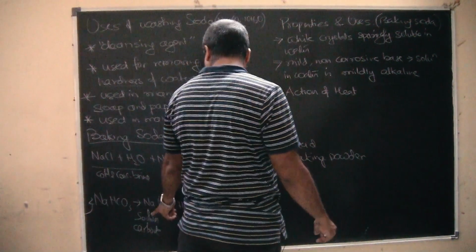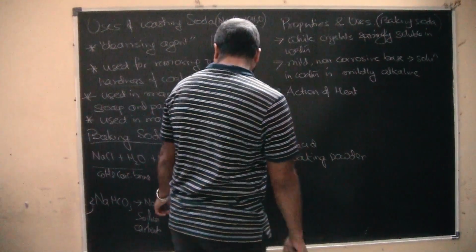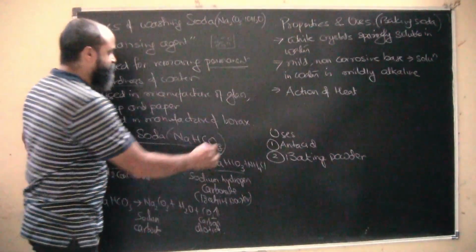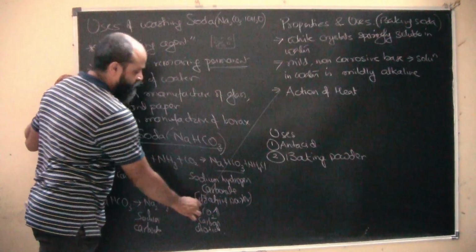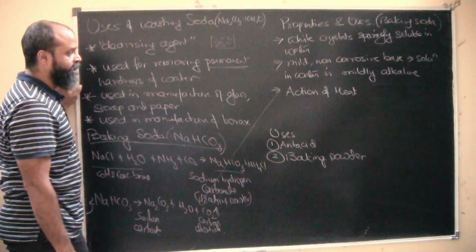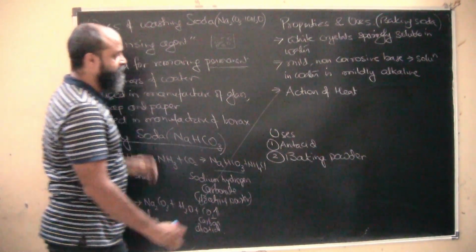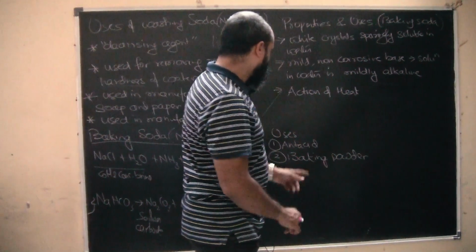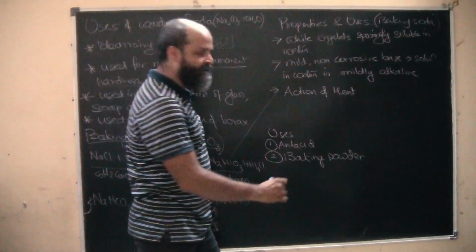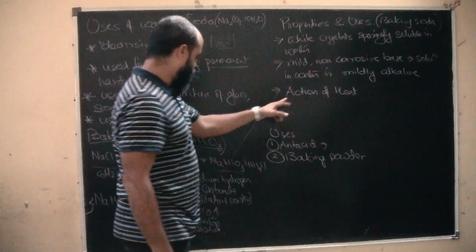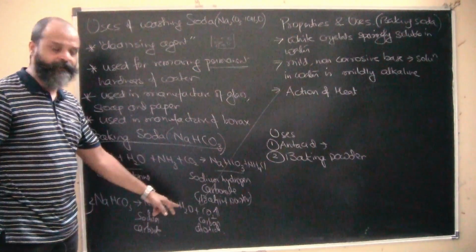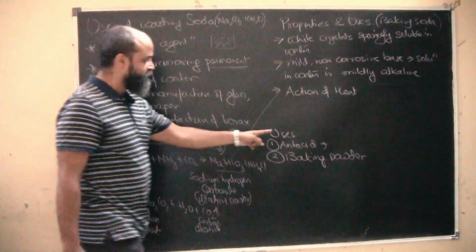What is the action of heat? We have already studied this. If we heat it, this is what happens. Now we have to understand the uses. It is used as an antacid. The action of heat we have already understood. When we heat it, this is what gets formed.